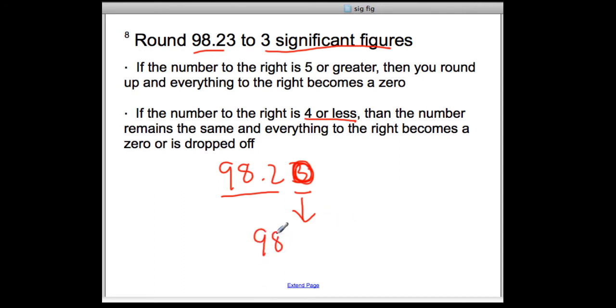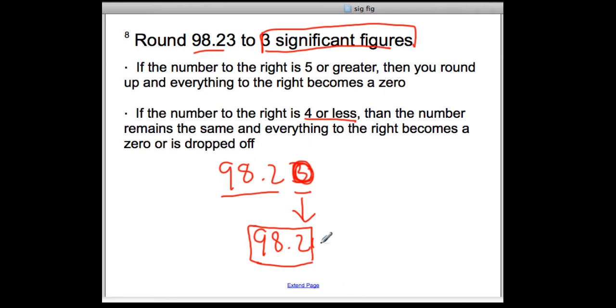So I have 98.20. But again, they asked me to have 3 significant figures in my answer, so I can only have the 98.2 in my answer. This means that I have to drop that 0 off my answer in order to make sure that my answer has the 3 significant figures that they're looking for. So you drop that 0 off, and then you're all set there. So my rounded answer is 98.2.